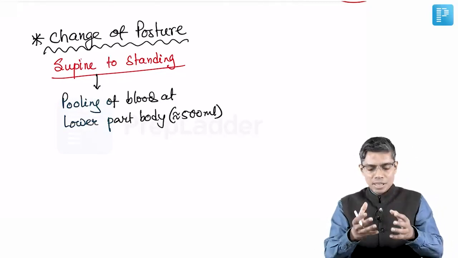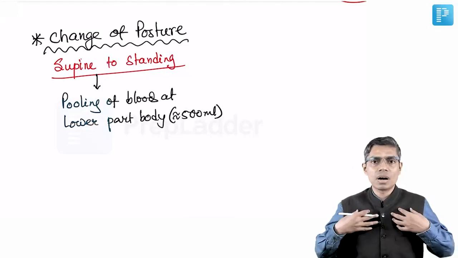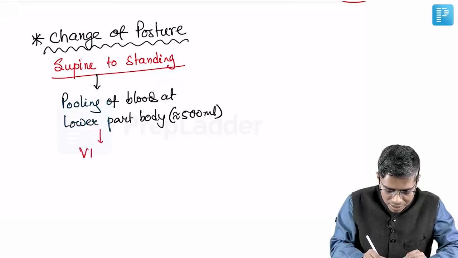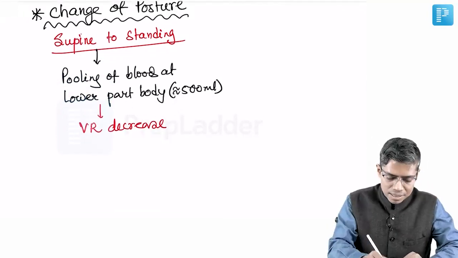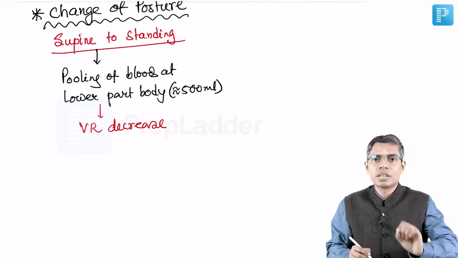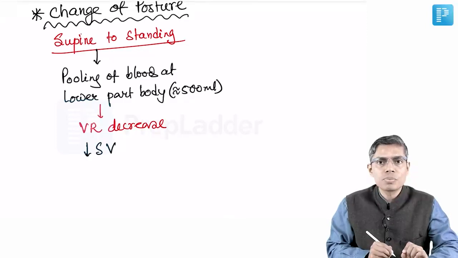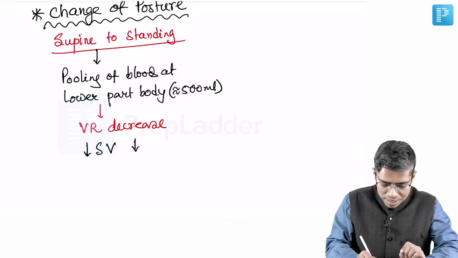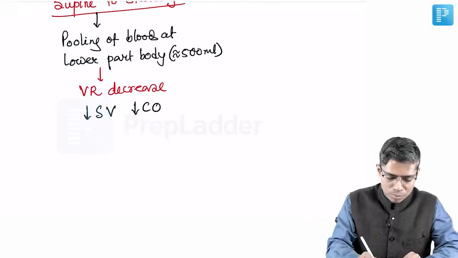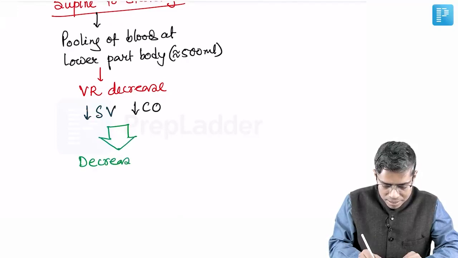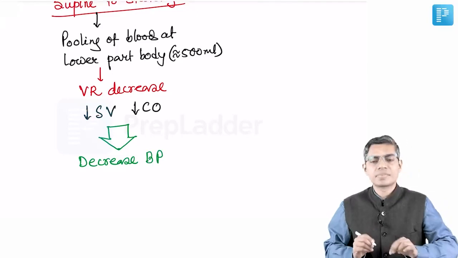But if there is pulling of extra blood in the lower part of the body, so heart chambers are going to get less blood. So what will happen to the venous return to the heart? Venous return decreases. Decrease in venous return means we all know that venous return is a determinant of preload or end diastolic volume. So end diastolic volume decrease means there will be decrease in stroke volume. Decrease in stroke volume means there will be decrease in cardiac output. Decrease in cardiac output means the net result is that there will be decrease in blood pressure, right?